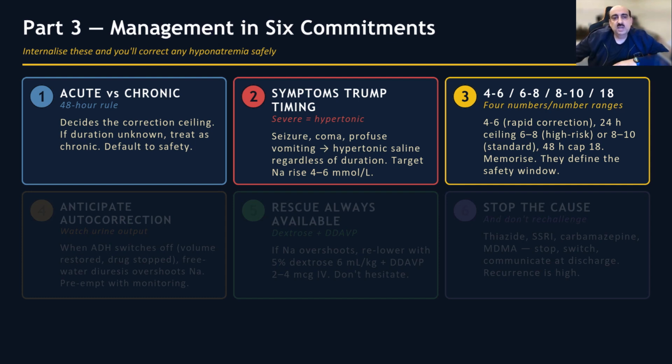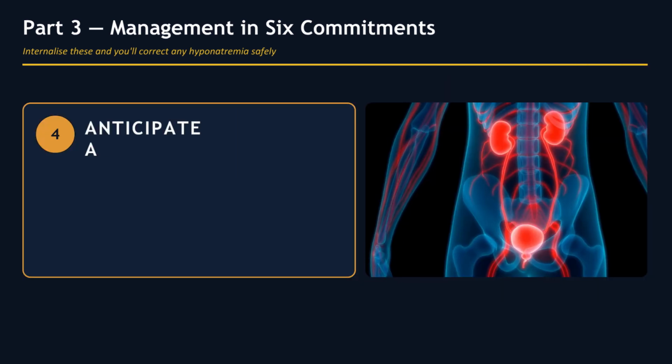Remember the mnemonic that I told you: 6 to 8, 4 to 6, 6 to 8, 8 to 10, and then 18. 4 to 6 millimole correction in the first 4 hours for acute hyponatremia or severe symptomatic hyponatremia, should I say. 6 to 8 in high-risk population, 8 to 10 in normal population, and if you add 8 and 10 together, I'm just thinking of a mnemonic, the 18 millimole is the 48-hour target.